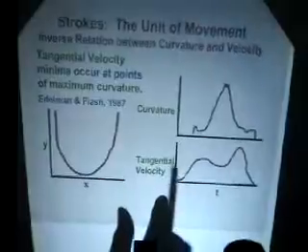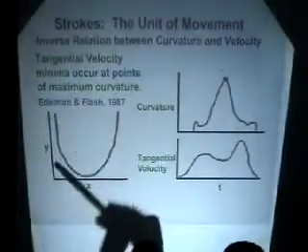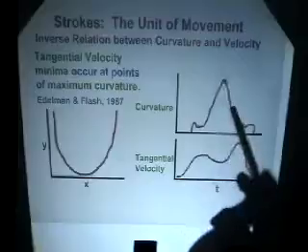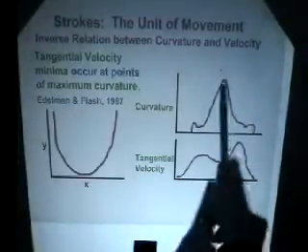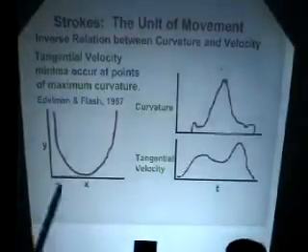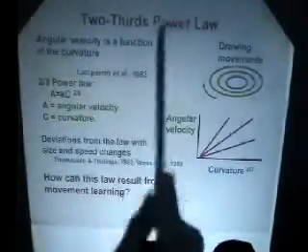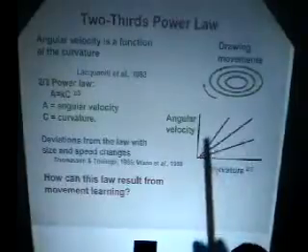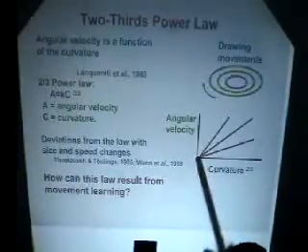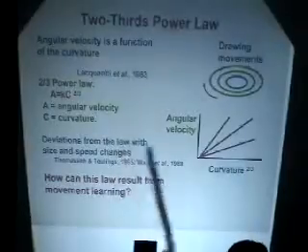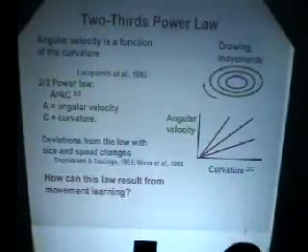What about the inverse relationship between curvature and velocity? Here's some data from Edelman and Flash, and let's say you're making a U-shaped curve, and here, where you have maximal curvature, you have minimal tangential velocity, so they tend to covary inversely. Instead of talking about tangential velocity, you can equivalently talk about angular velocity, and this leads to the so-called two-thirds power law, where in a lot of cases, the angular velocity of the movement is approximately proportional to the two-thirds power of the curvature. There are also deviations of this law, but it's a useful heuristic.